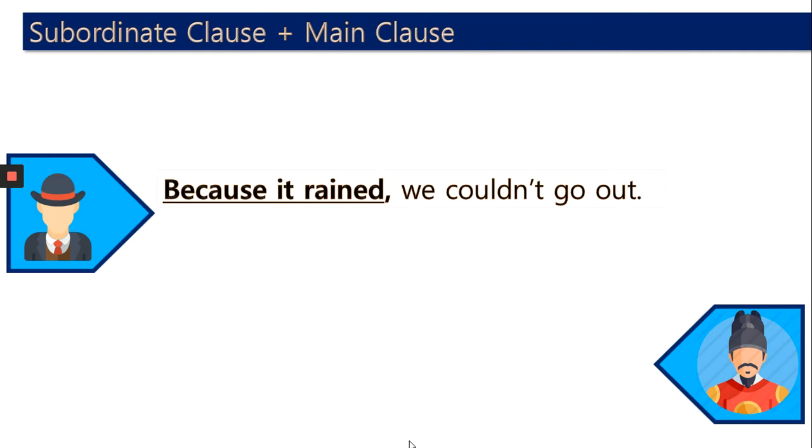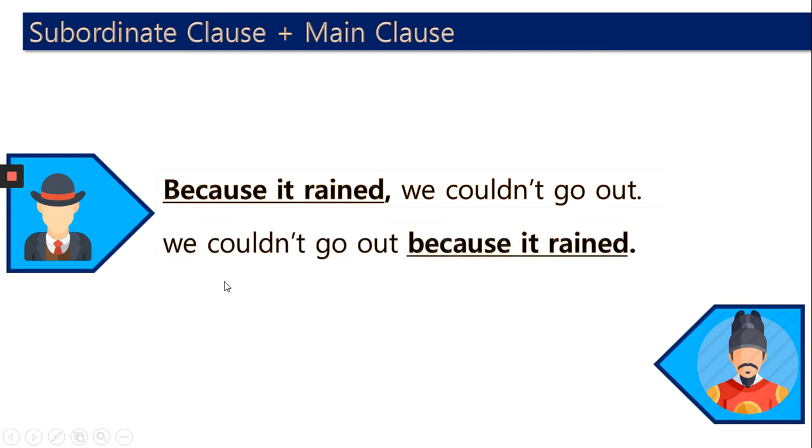This one is also quite important. Subordinate clause and main clause. Because it rained, we couldn't go out. So which one is the main clause? We couldn't go out. The clause which has no conjunction is the main clause. But here, because is a conjunction, so this is the subordinate clause. In English, these two orders are possible. That means the word order of the main clause and subordinate clause we can change, depending on the context.